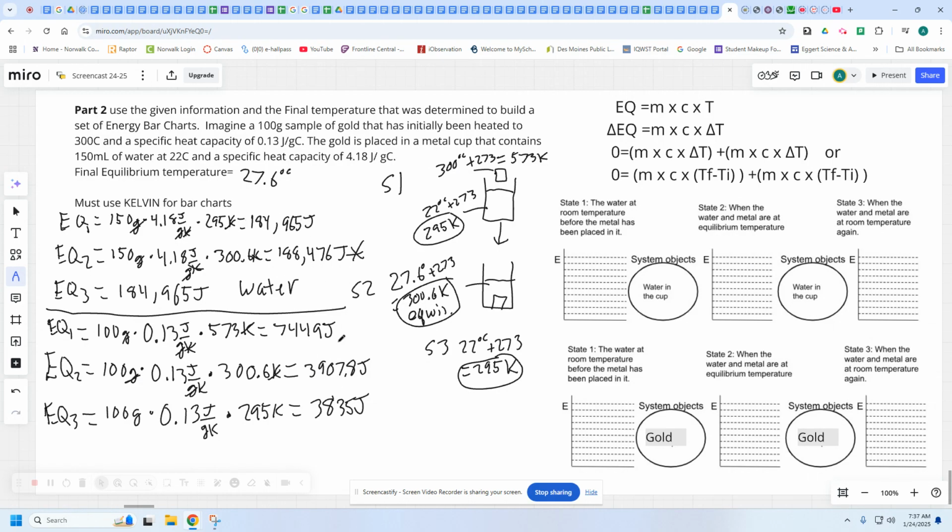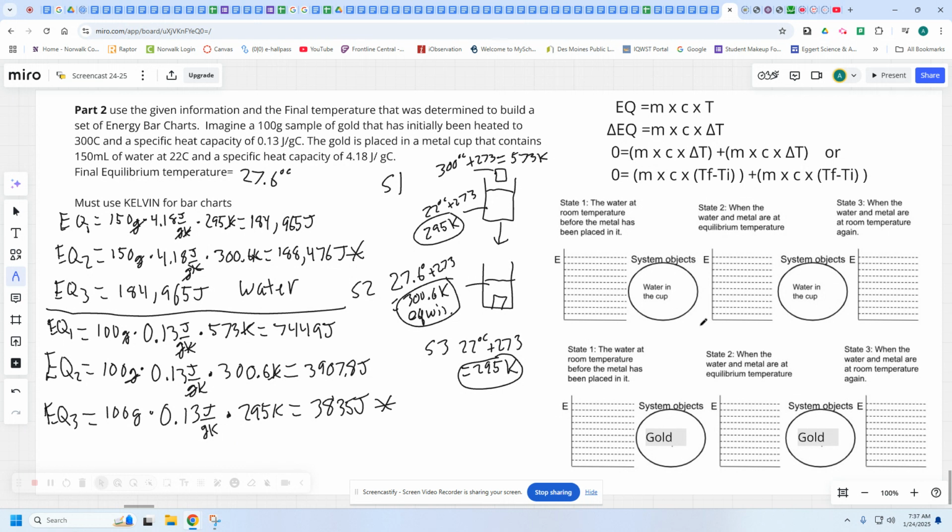The smallest one is going to be the gold when it's at room temp. To me, that makes sense because gold had a very, very small specific heat capacity, and its mass is less than water, so I already know it's at room temp, so it should be the coolest it's going to be and the lowest EQ.